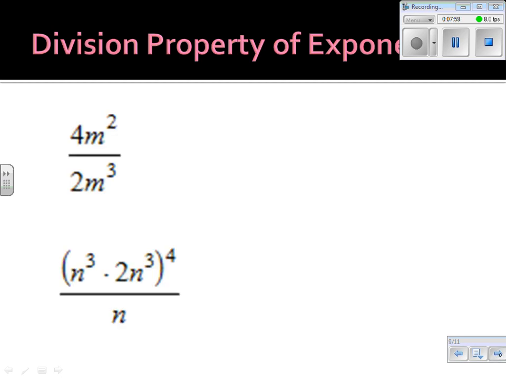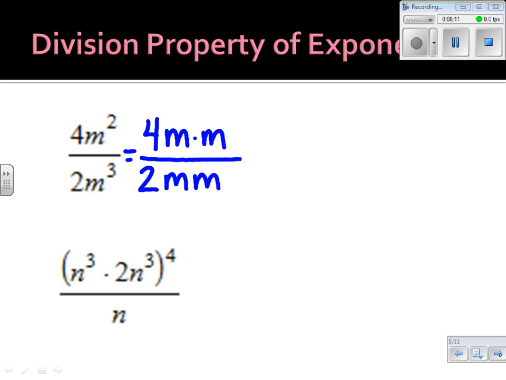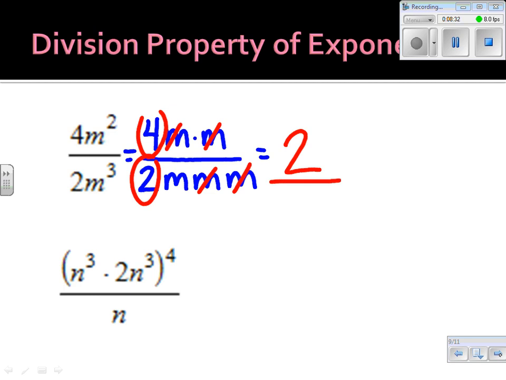So here's some more practice. Let's write this one out in expanded form. We have 4m times m divided by 2 times m times m times m. Now we can simplify. We can cross out an m in top and bottom, an m in top and bottom, and we can divide 4 by 2. When we divide 4 by 2, we get 2, and there's no more m's on top, but there is an m on bottom, so we can put the m on bottom.